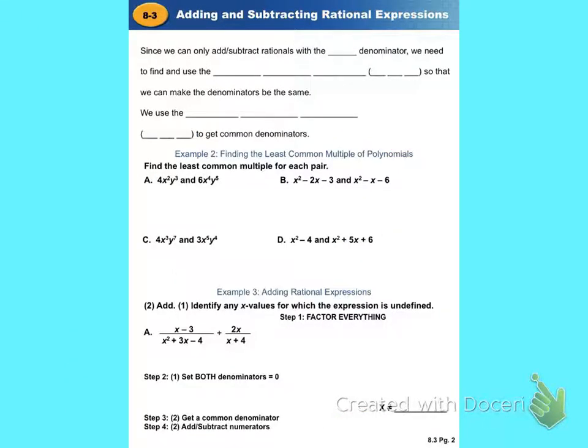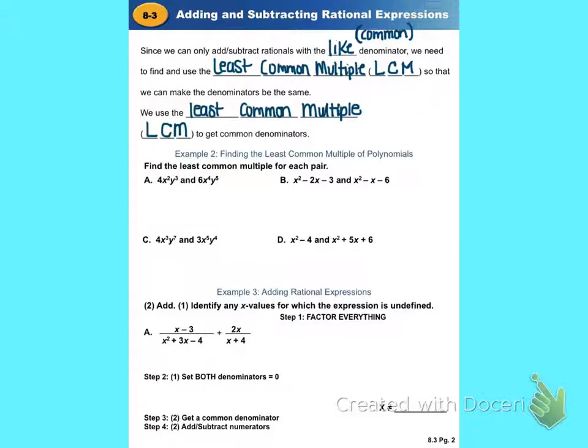Okay, so since we can only add and subtract rationals with like or common denominators, we need to find and use the least common multiple so that we can make the denominators be the same. So we're going to force them to be the same by identifying the least common multiple of the denominators. So again, we use the least common multiple, or the LCM, to get common denominators.